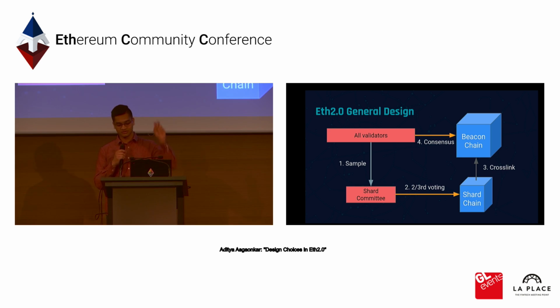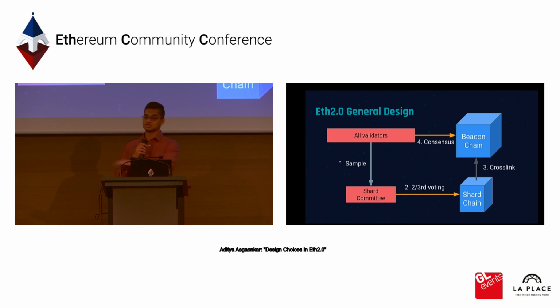That block is good. Then you cross-link this block in the beacon chain, which means the Merkle roots of the shard blocks are included in the beacon chain. And then all validators form consensus on it. So as you can see, no consensus in shard blocks, no execution in beacon chain, execution in shard chains, and consensus only in beacon chain. So that's roughly the design.